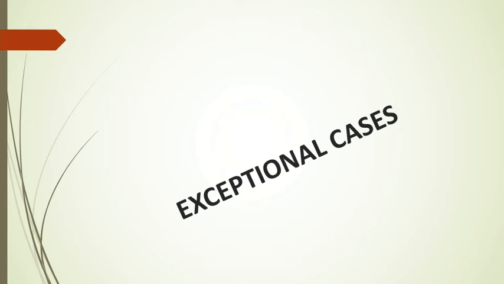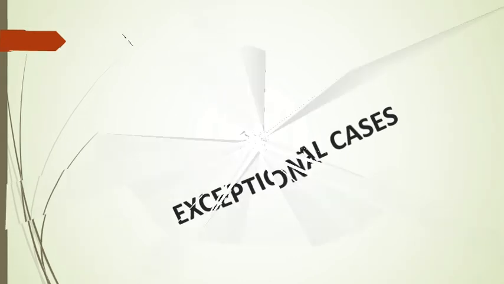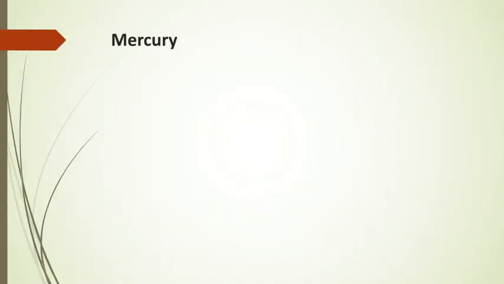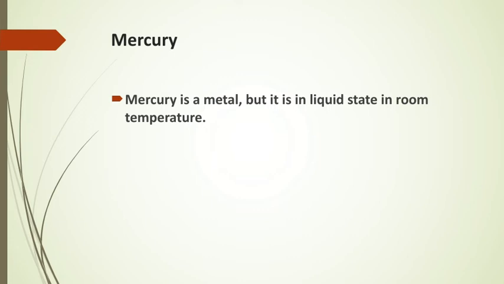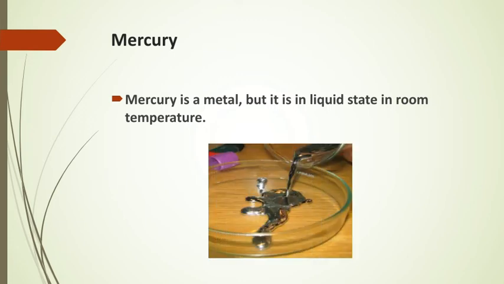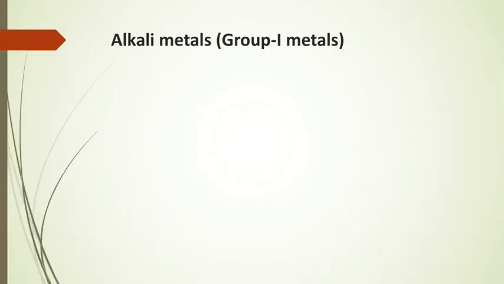Next, we are going to see some exceptional cases. First, we are going to see about mercury. Mercury is a metal, but it is in the liquid state at room temperature. So this is how it will be looking like at room temperature. Mercury is a liquid at room temperature.